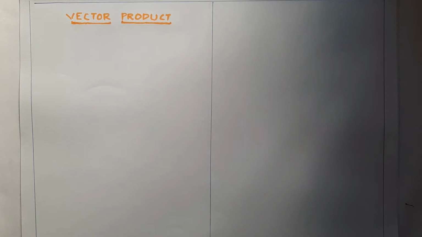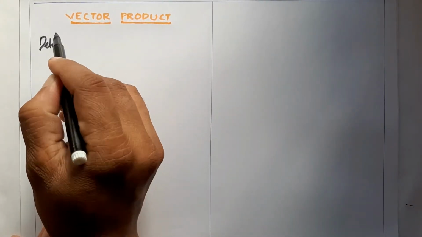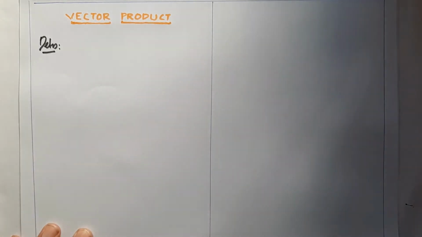Last video we discussed what is scalar product and how to solve problems using the concept of scalar product. Today we discuss what is vector product. First of all, we define the definition. Definition of vector product. The second name of vector product is cross product.